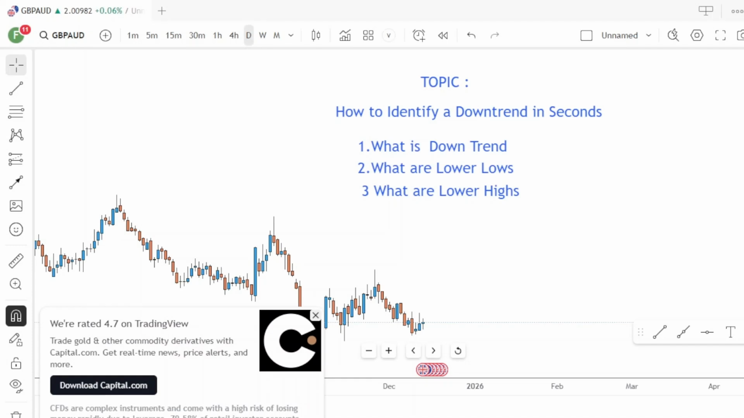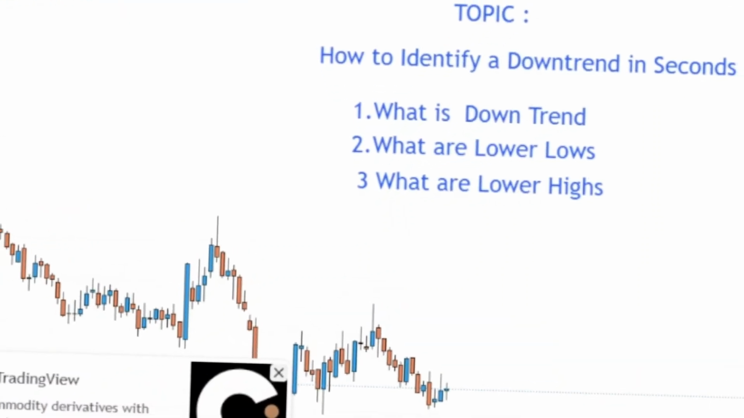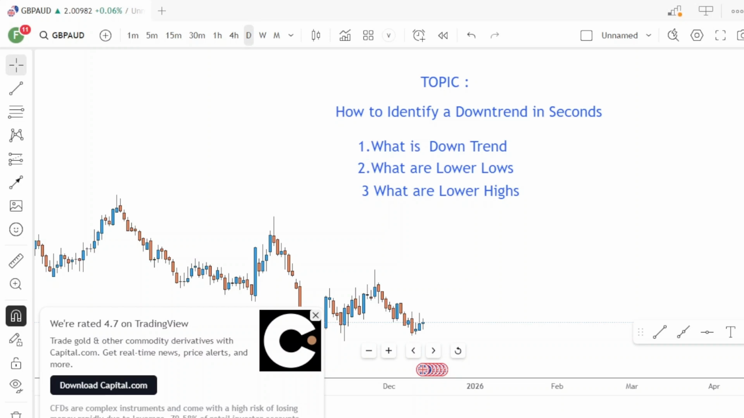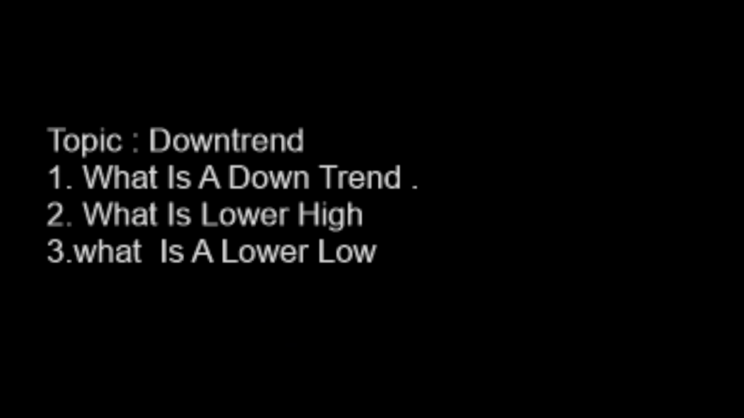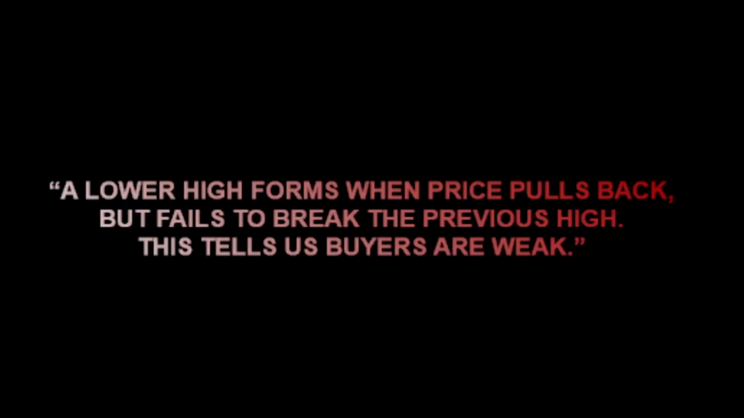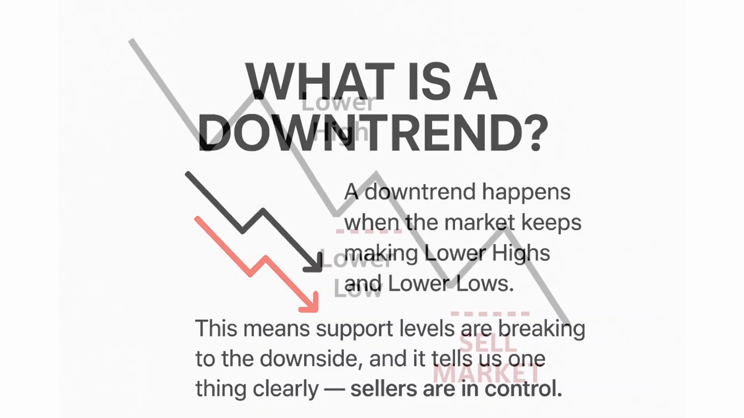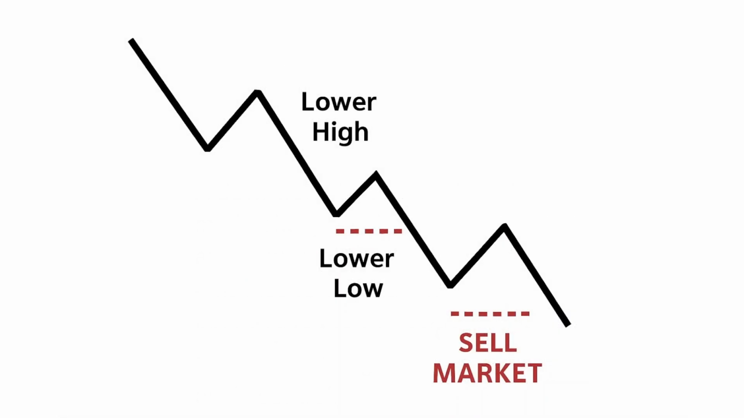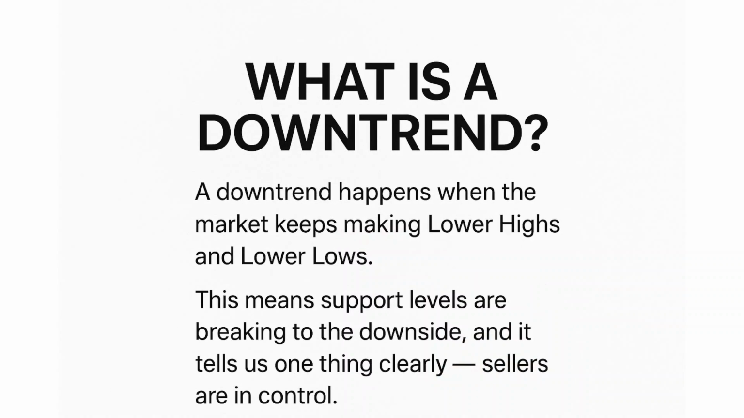In this video, I'll break down what a downtrend really is, how to identify it correctly on the chart, and how to know with confidence when sellers are truly in control of the market. You will learn the exact market structure sequence I use to identify a downtrend, how it forms on the charts, what lower lows and lower highs are, why they matter, and how to stop selling in the wrong direction. By the end of this video, you'll be able to look at any chart and identify a downtrend in a sequence.